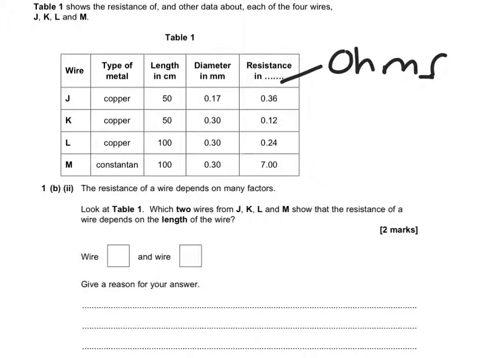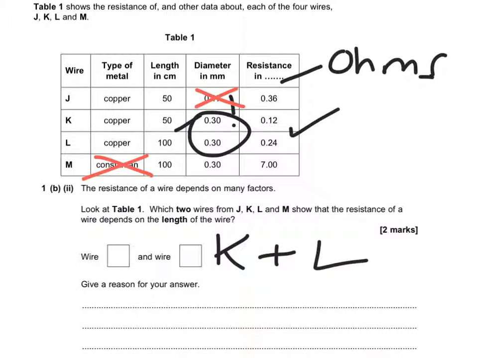If we look through them, we can't compare these two because they've got different diameters, whereas these two here have the same diameter. This one we can't use because it has a different material, and we can't use that one because it has a different diameter. And if you look at K and L, does their length change? Well, yes it does. Does their resistance change? Yes it does. So the ones that we can use are K and L.